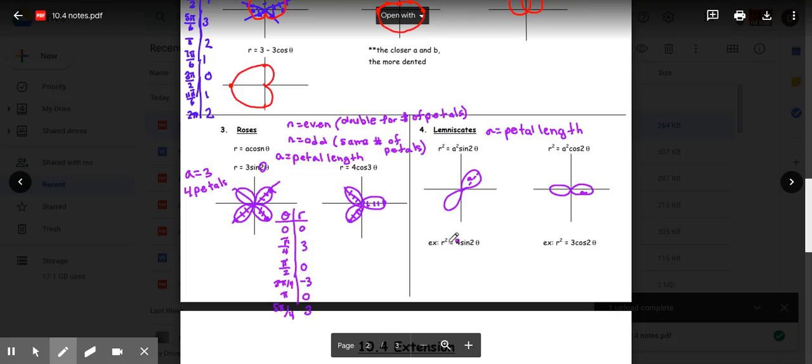So for this example, r squared equals 4 sine 2 theta. Our a is 2, okay, because this is a squared. So our petal length is 2, and so it's going to sit in between the axes. And here, our petal length would be root 3, and since it's cosine, it sits on the x-axis. So there you go. And we're going to stop there for day 1.